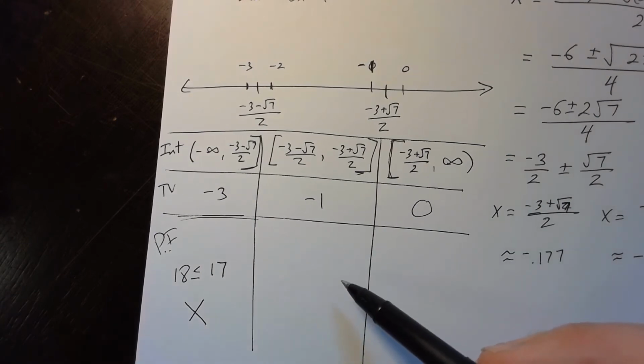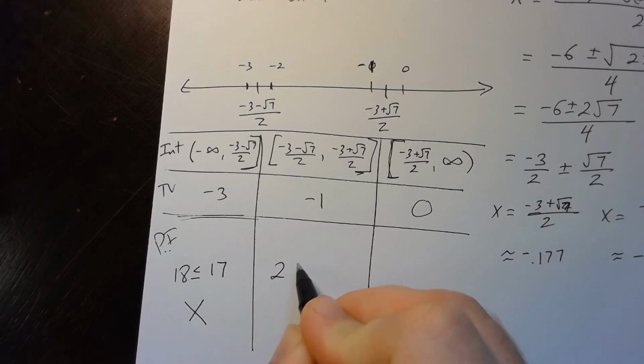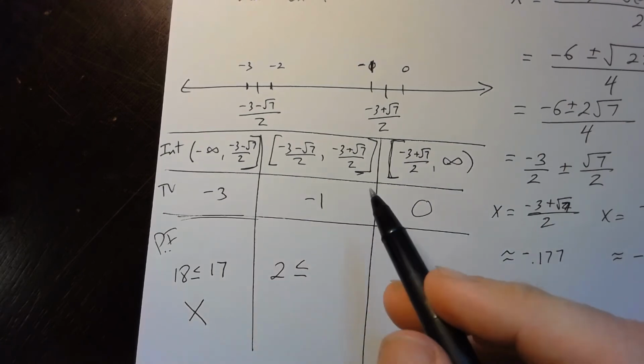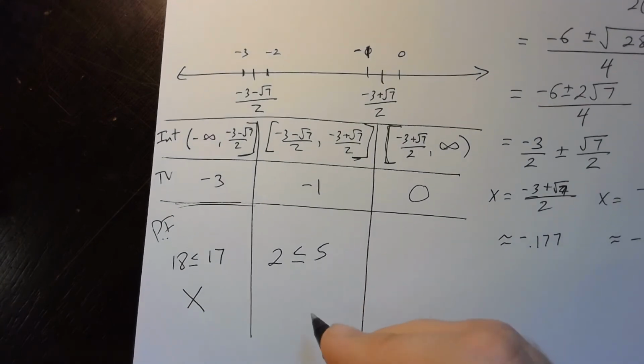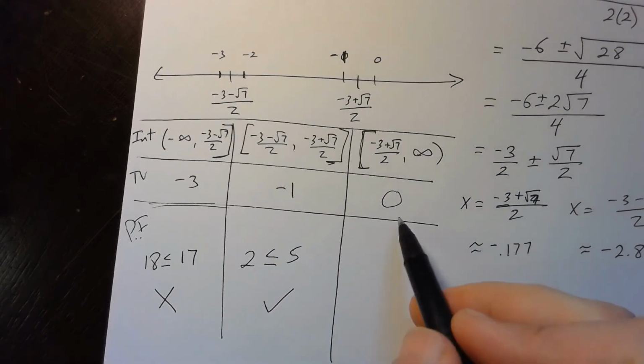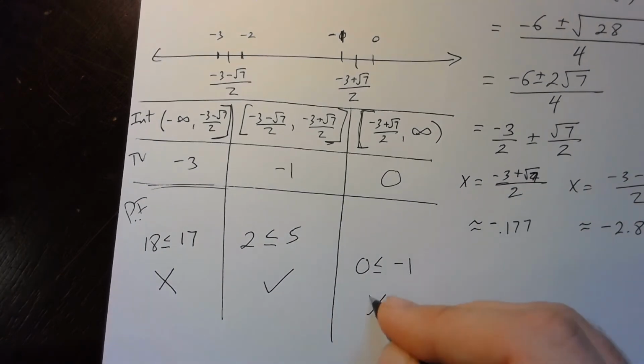We're going to continue doing this for all the other sections relatively quickly. The first one's going to be 2 less than or equal to. I'm going to have positive 6 minus 1, so that's going to be a 5. And 5 is greater than or equal to 2, so that section checks. And then when I plug in 0, I'm going to get 0 is less than or equal to negative 1. And that's not true, so that section doesn't check.